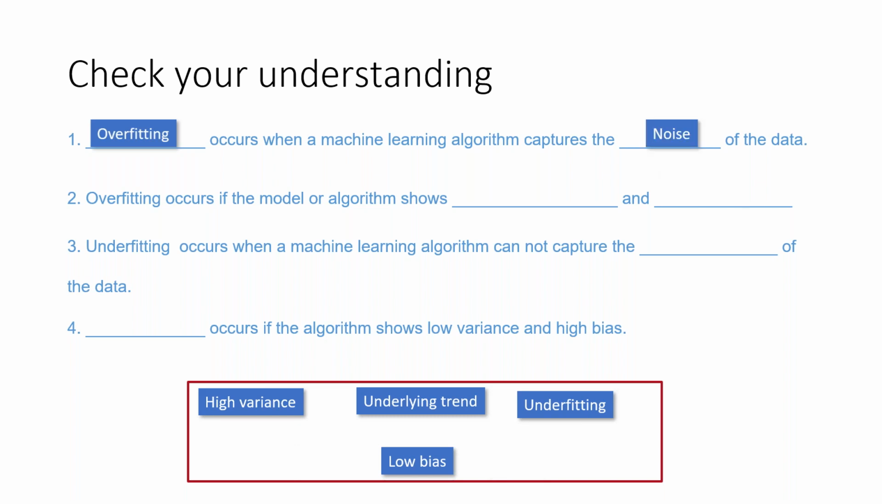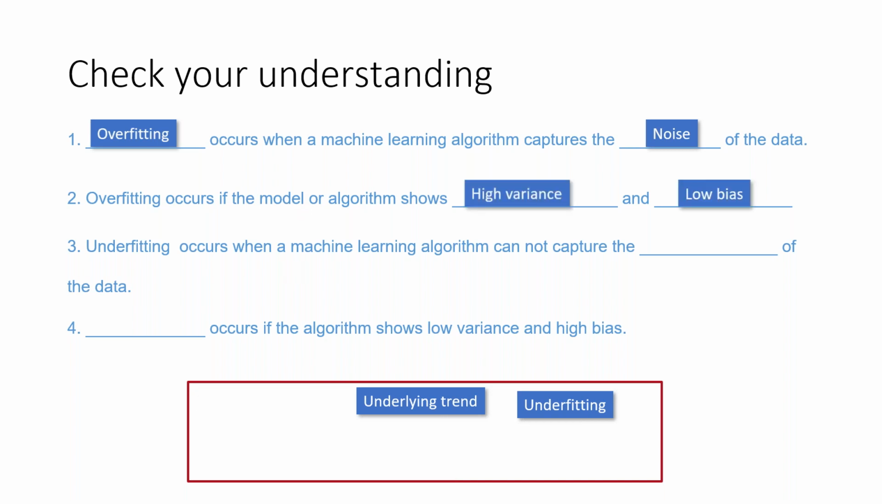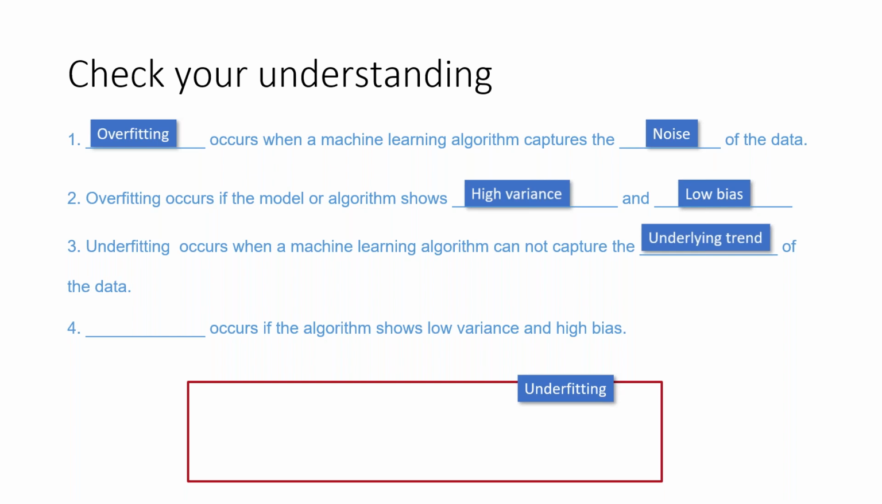Nice. Second question: overfitting occurs if the model or algorithm shows dash and dash. So low bias and high variance. Underfitting occurs when a machine learning algorithm cannot capture the underlying trend of the data. And the fourth one is dash occurs if the algorithm shows low variance and high bias. Anyway, only one is there, but underfitting.